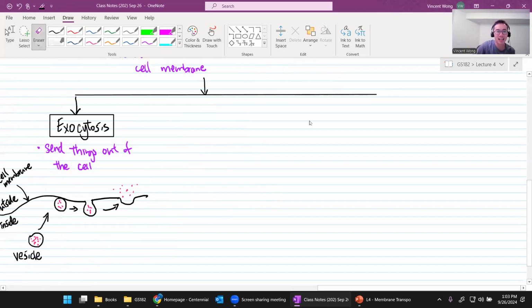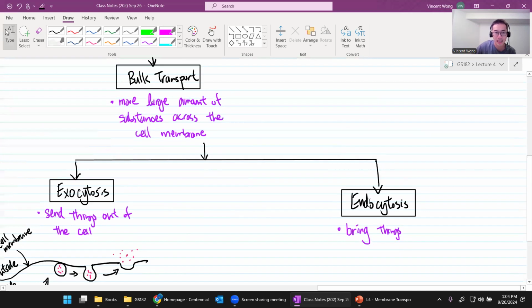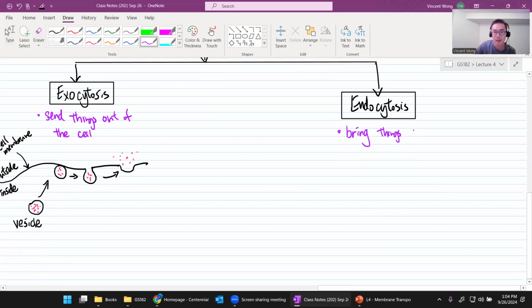All right, next we have endocytosis. As the name implies, endo is to bring it in. Exo is to exit. So instead of sending things out of the cell, here we bring things in. Again, because it's under bulk transport, when I say bring things, I'm talking about bringing large amounts of things into the cell.